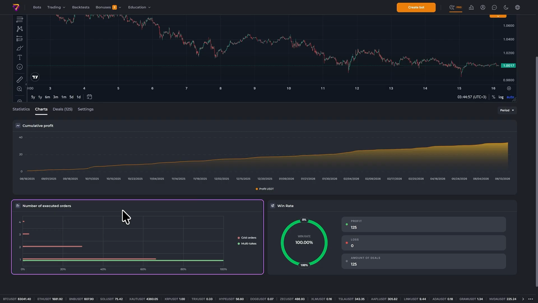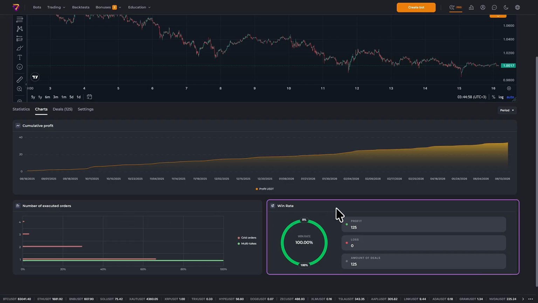Number of executed orders is a breakdown of grid orders and multi-takes. This helps you understand how actively the averaging grid is working. Win rate. In our example, all 125 deals were profitable, but remember, a high win rate alone guarantees absolutely nothing. You can have a 90% win rate and still bleed your account dry due to massive losses in the remaining 10%. Always evaluate win rate alongside your net profit and MAE.